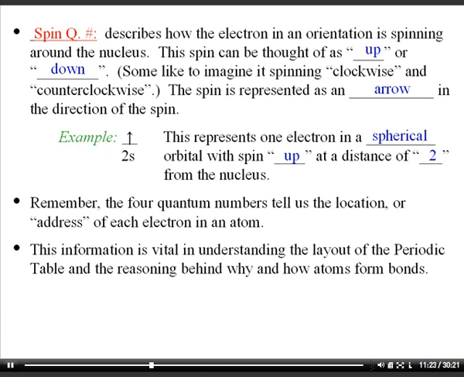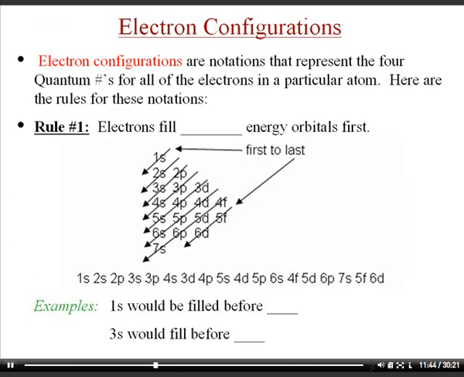Now these 4 quantum numbers tell us the location of the electron, and if you have the location, you can figure out where it's going to be on the periodic table, what atoms it has a tendency to bond to, and some of the properties of that element. So if you know the address where all the electrons are, you can get a heck of a lot of information from that. Now we talk about electron configurations.